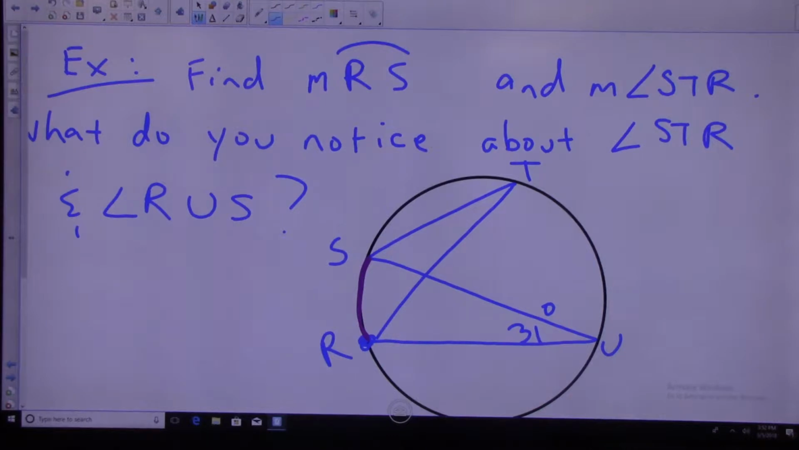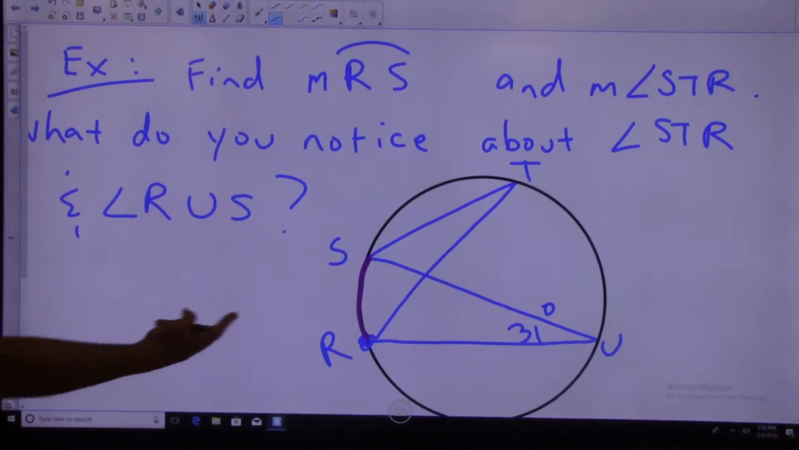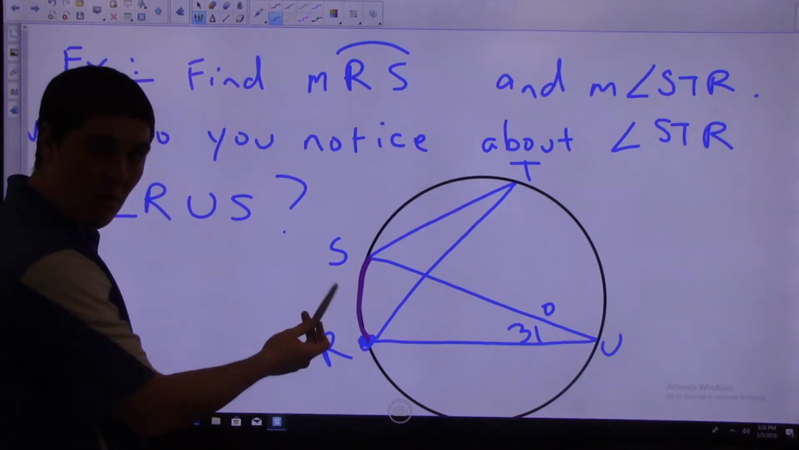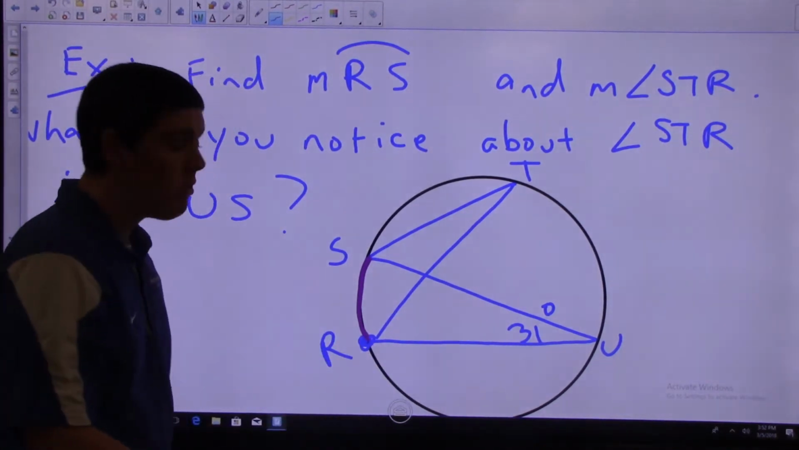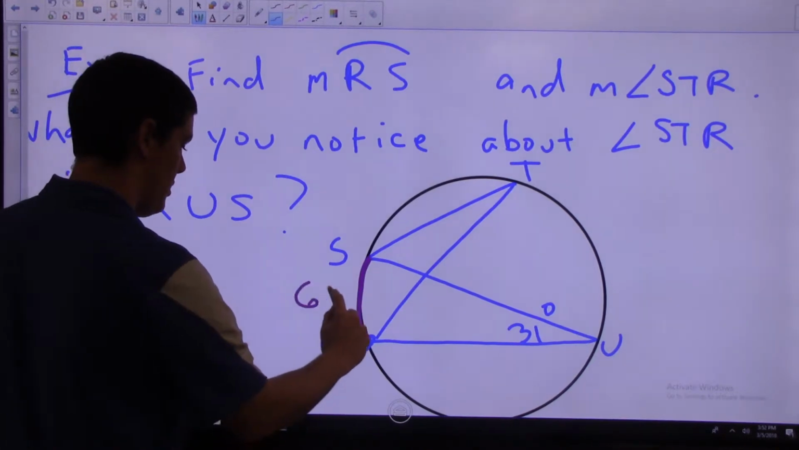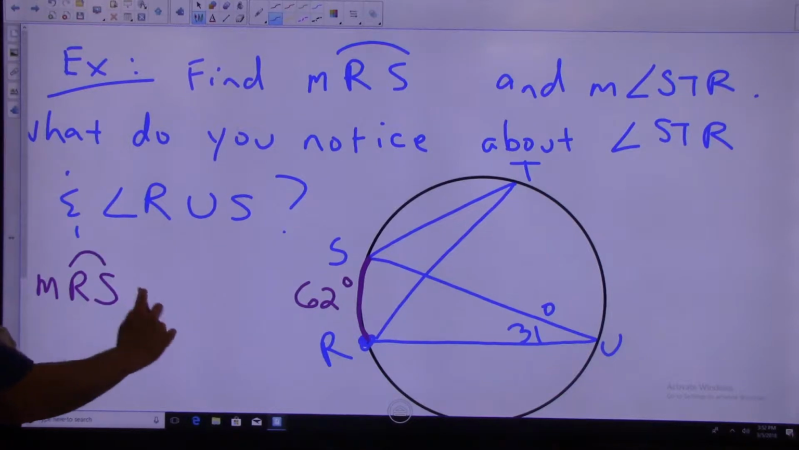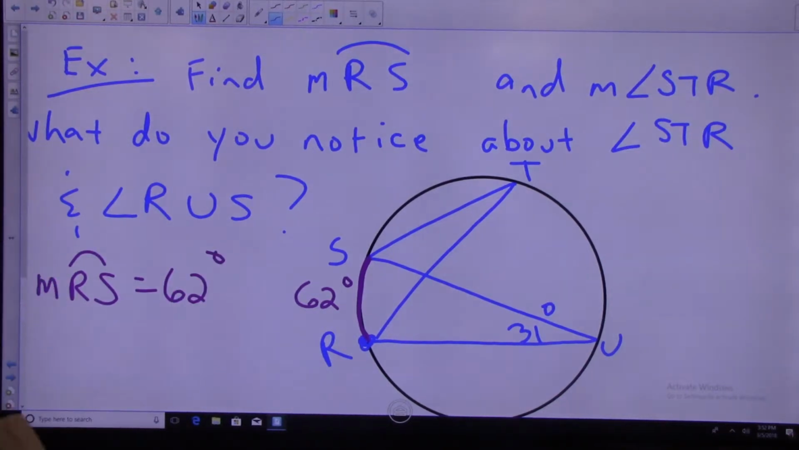That's all well and good, but what can we say about that arc? Try to find it. I'll pause right here. Figure out what that arc's going to be. You should be able to find it like that, as long as you know the fact. All you've got to do is multiply that by 2. The inscribed angle is always half the arc, so the intercepted arc is double the angle. So 31 times 2, 62 degrees. Let me write this out. The measure of arc RS, we just found, is 62 degrees.